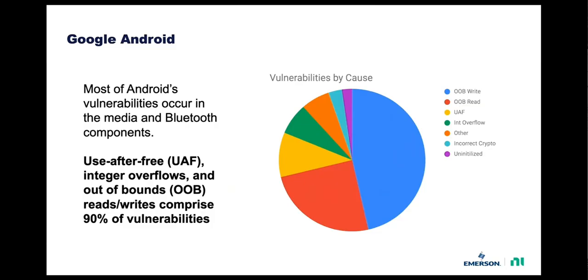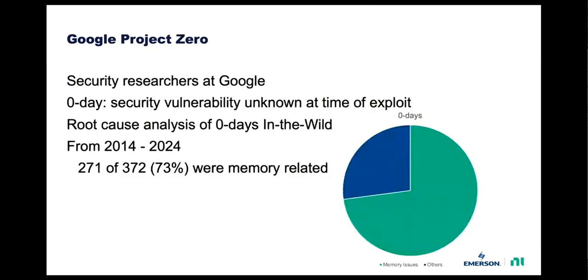And then lastly, as another example, Google also has something called Project Zero. They hire a bunch of security researchers, and they're focused on 0 days. If you're not familiar with it, a 0 day is essentially a security vulnerability that's unknown at time of exploit, so the patch has been available for exactly 0 days. They performed a root cause analysis over a 10-year period from 2014 to 2024 of all the 0 days in the wild that they found, and 73% of those, 271 in total, were memory related as well.